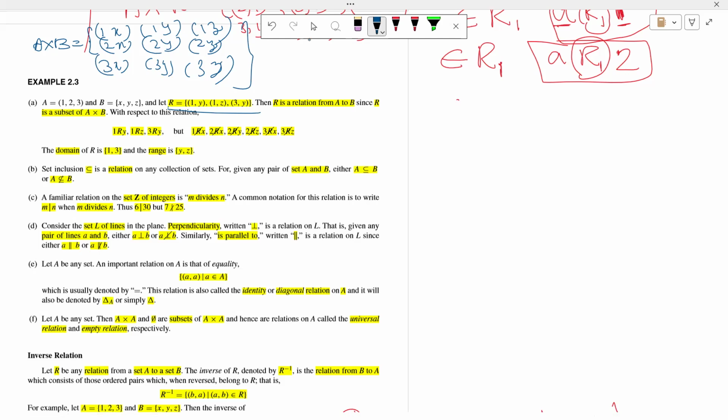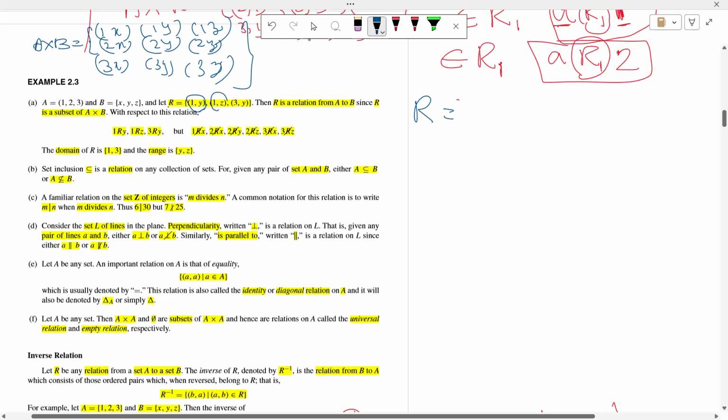So now they are telling a relation R in this question, right? Definitely, in this relation R, each pair is a subset of this one. So it means each pair always exists in this particular A cross B, right? If you look here, 1 comma y is this one, 1 comma z means this one, 3 comma y means this one, right?